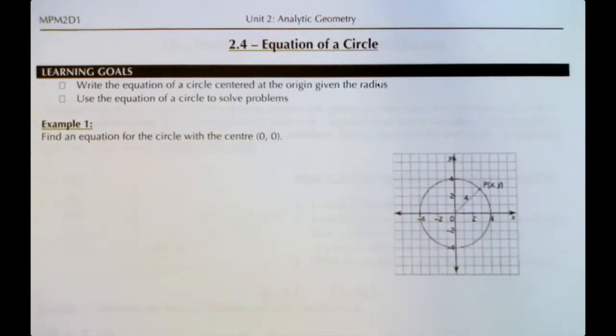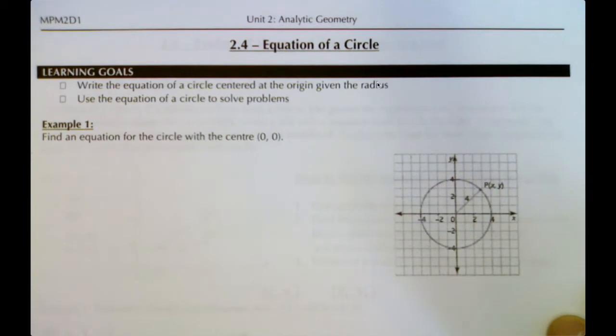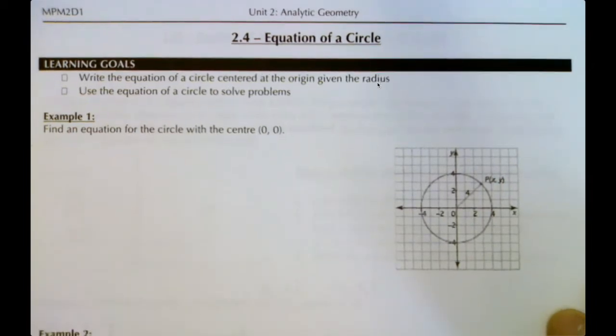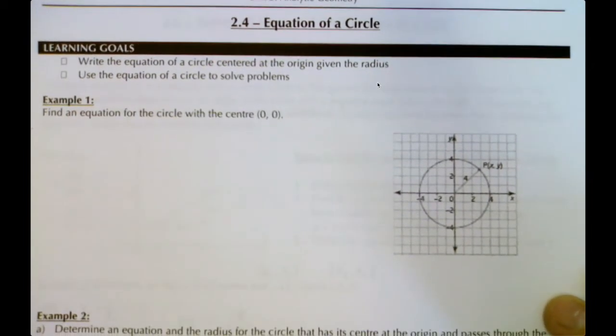Okay, this is lesson 2.4, equation of a circle. This is the last lesson in Unit 2, Analytic Geometry. And we're going to start with, I'm going to show you where the equation of a circle comes from. And it just comes from the distance formula.